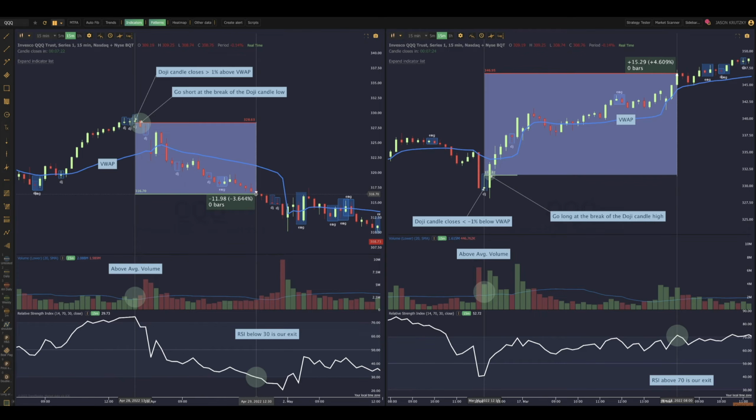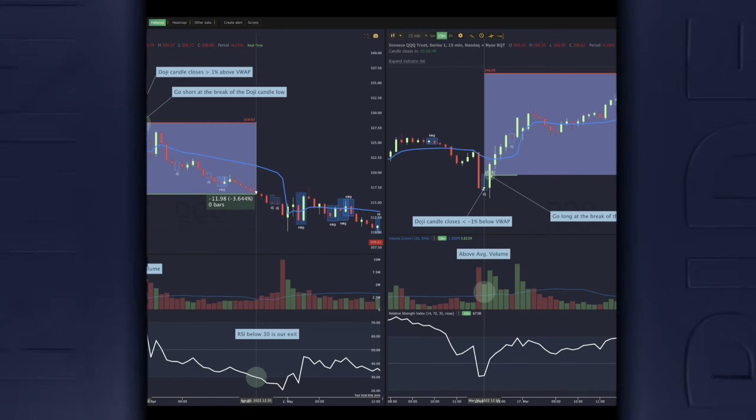We're using RSI as our exit in this case. You can use whatever makes sense for you. Either way, we make a profit of about 3.6%. On the bullish side, we have that reversal candle on volume, as we can see, and it's closing greater than 1% below the VWAP here. We take our entry when price closes above the high of that reversal candle, and we ride this trade out until RSI breaks above 70 here for a gain of 4.6%. Let's jump to the next setup.